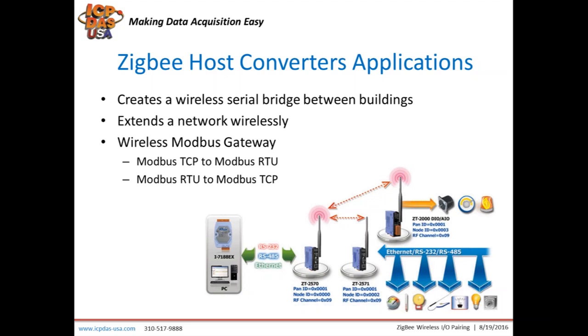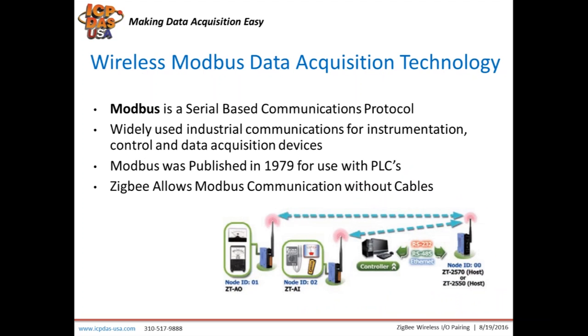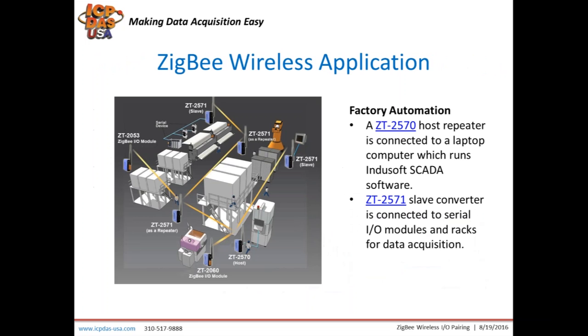Modbus started off as a serial-based communication protocol that was created by Modicon in 1979 for use with PLCs. It's widely used in industrial communication for instrumentation, control, and data acquisition devices. Zigbee allows masters to communicate without wires to Zigbee slaves and I/O devices. Modbus TCP was developed later to be adapted using Ethernet communication instead of serial communication.